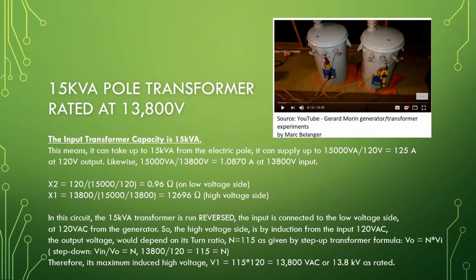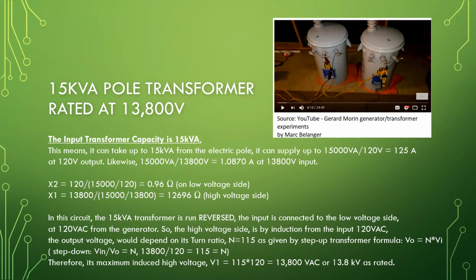In this circuit, the 15 kVA transformer is run reversed. The input is connected to the low voltage side at 120 volt AC from the generator. So the high voltage side is by induction from the input 120 volt AC. The output voltage would depend on its turn ratio, N equals 115, as given by the step-up transformer formula.